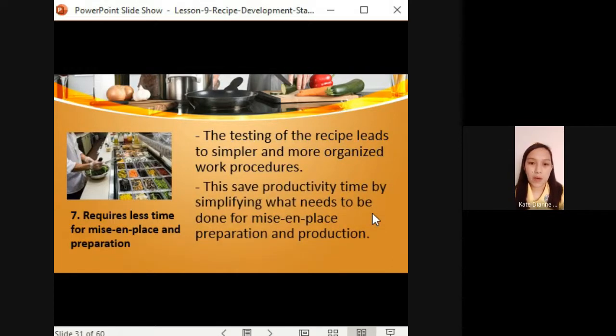Okay. Requires less time for mise en place and preparation. The testing of the recipe leads to simpler and more organized work procedures. So this saves productivity time by simplifying what needs to be done for mise en place, preparation, and production. Again, since we have the standardized recipe, we are following the standard procedure.